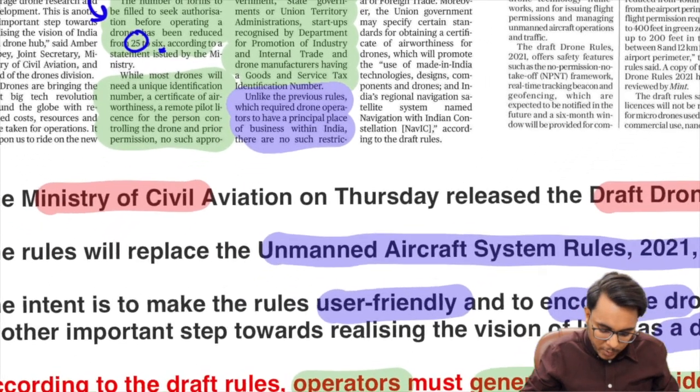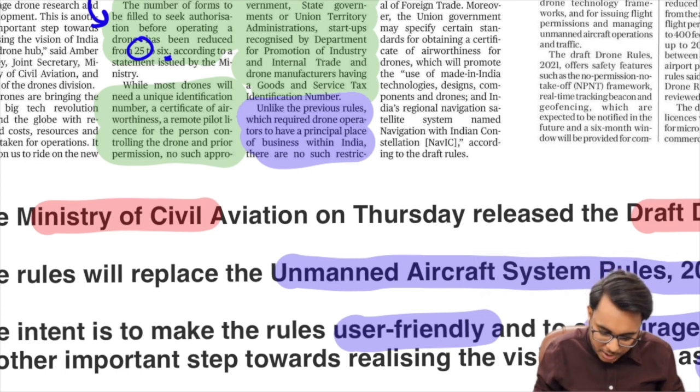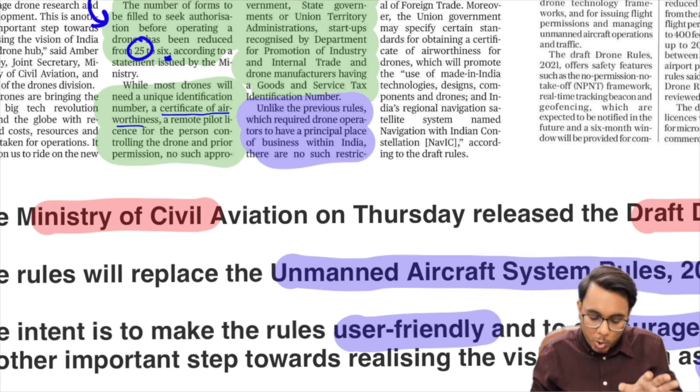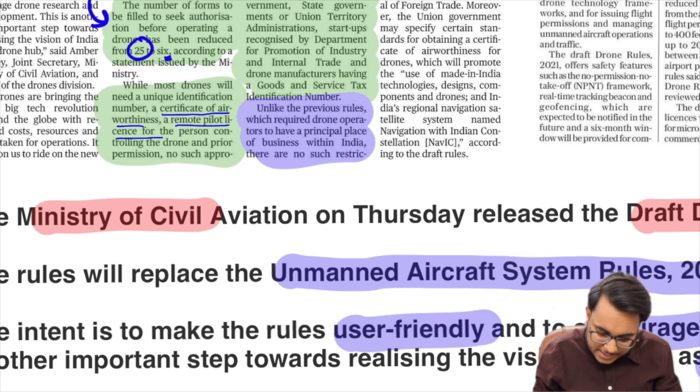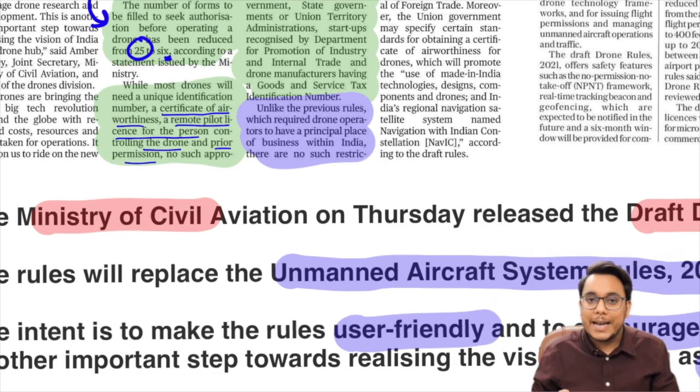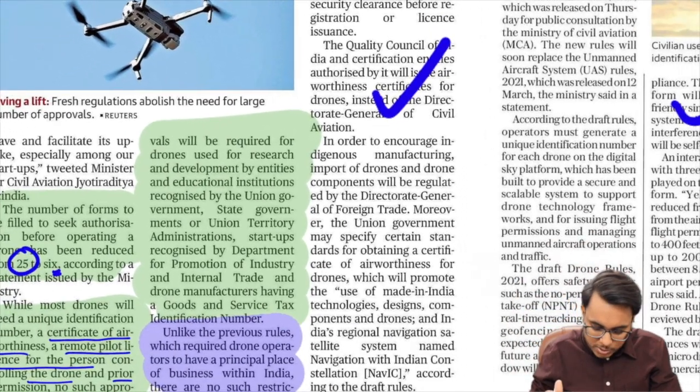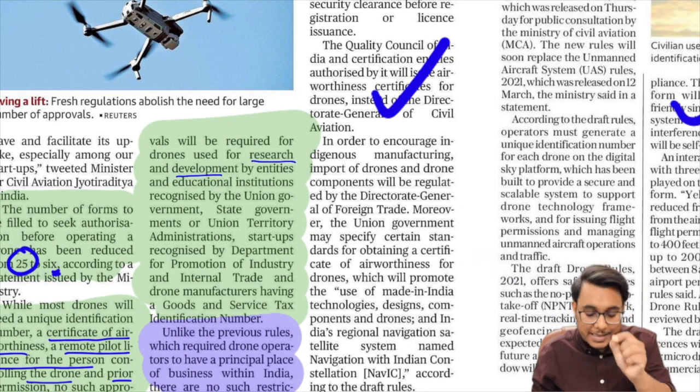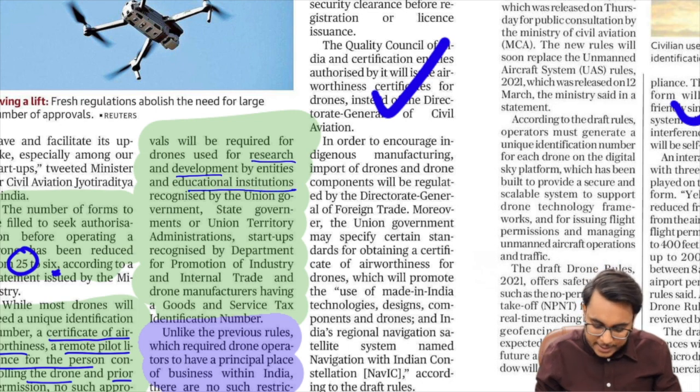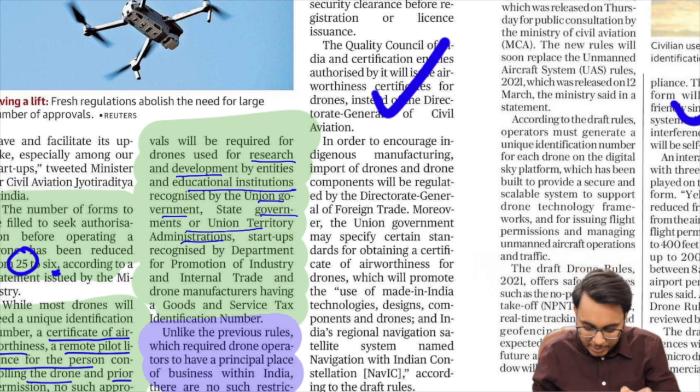After that guys, it has also been provided that apart from the unique identification number, a certificate of airworthiness for the drone will be needed. Then a remote pilot license will be needed for the person who is controlling the drone. The prior permission will also be needed. However guys, the prior permission will not be needed for drones used for research and development by entities such as educational institutions and entities recognized by the union government, state government, or union territory administrations. Moreover, startups recognized by the Department for Promotion of Industry and Internal Trade don't need to take the prior permission.